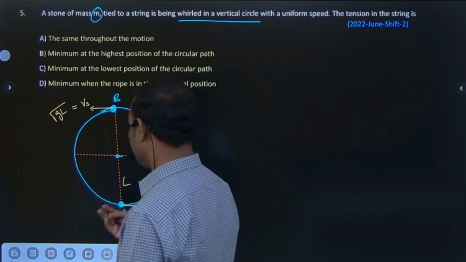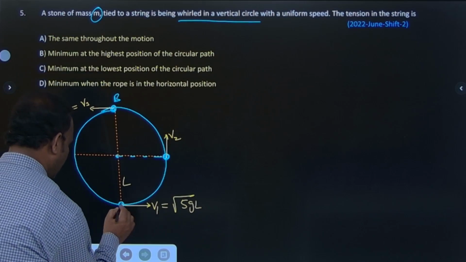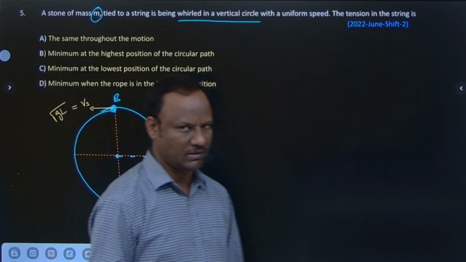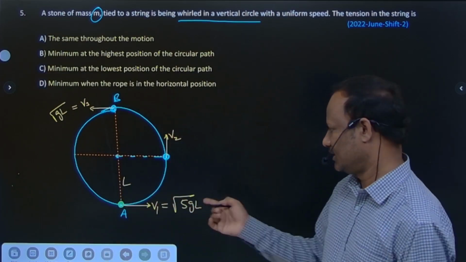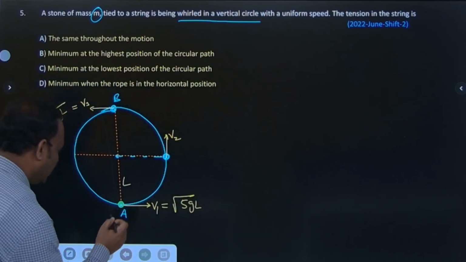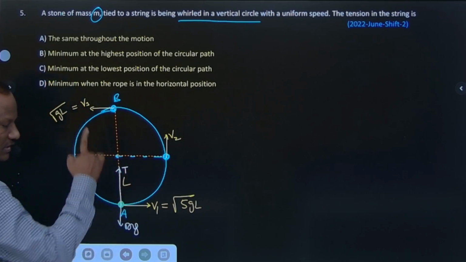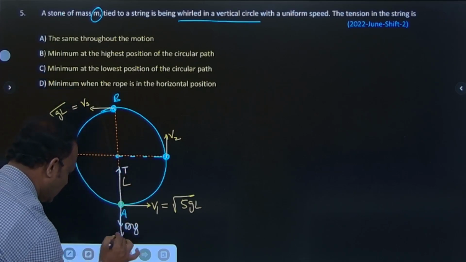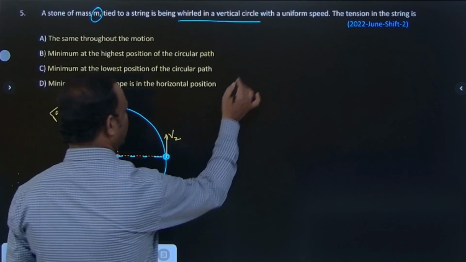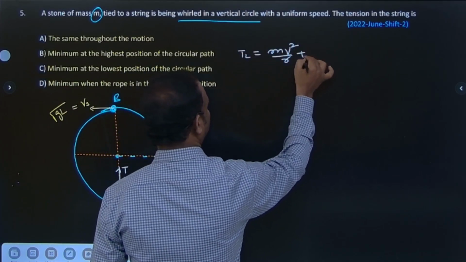Okay. So now my question is about the tension. What is the tension at the lowest point? If any particle is moving in a circular path, which force comes into play? Central forces come into play. So now its weight is mg, and the tension is T upwards, and next is mv square by r. Tension at the lowest point is equal to mv square by r plus mg.